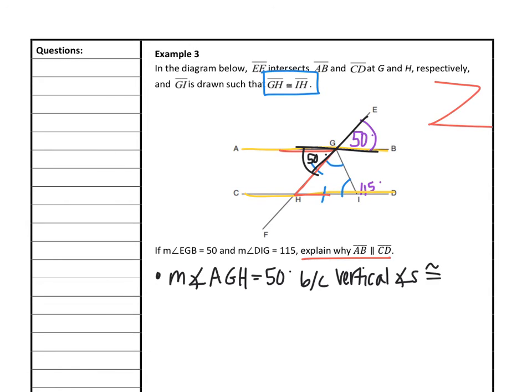Now I'm going to work with the 115. 115 is sitting next to this angle right here where I'm placing all these purple dots. Angle 115 and this angle with purple dots are on a straight line. Angles on a straight line, as you know, sum to 180. So we've got 180 minus 115. Remember to show your work off to the side somewhere. Gives us 65 degrees.